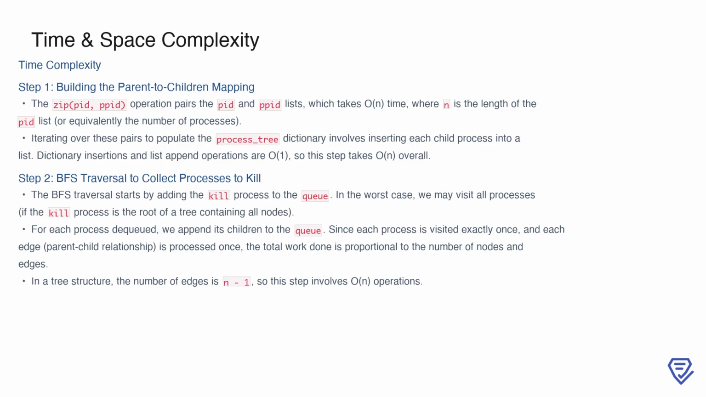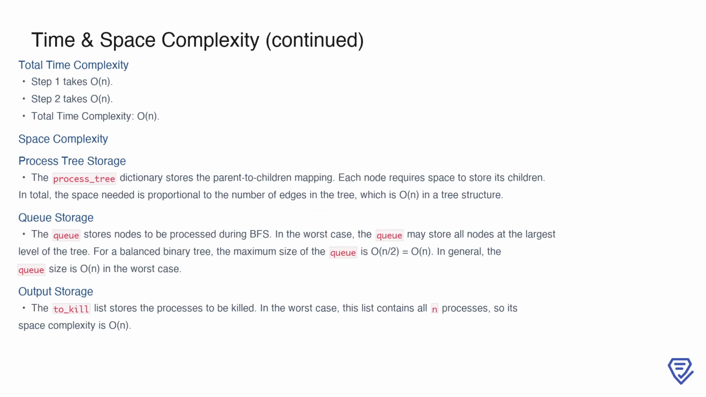Combining these, we see that both the mapping and traversal steps are linear in complexity. Adding the results from the previous steps, we find that step 1, building the parent-to-children mapping, takes O(n), and step 2, performing the BFS traversal, also takes O(n). Together, the total time complexity of the solution is O(n).